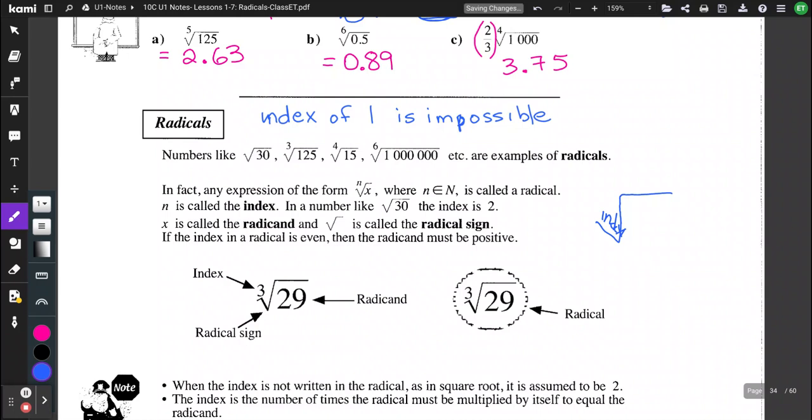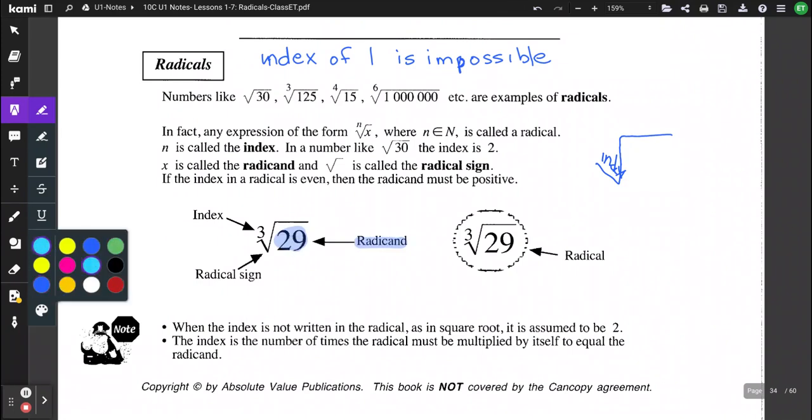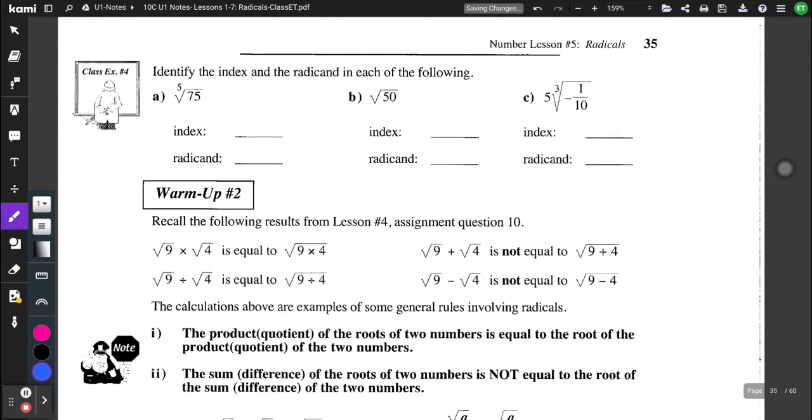Alrighty. So a whole radical has 3 parts: the index, the radical sign, and the part that's underneath. The part that's underneath is called the radicand. And then, like I said, you've got your index out front, the little small guy, and then your root sign, our actual radical sign. So 3 parts to a radical. Let's take a look at the next page real quick.